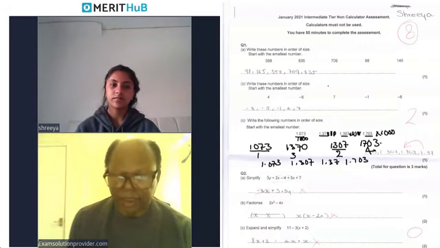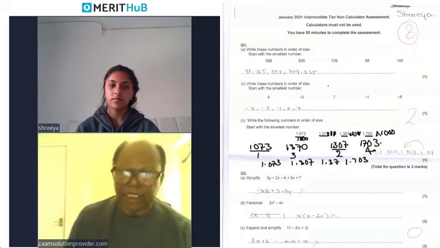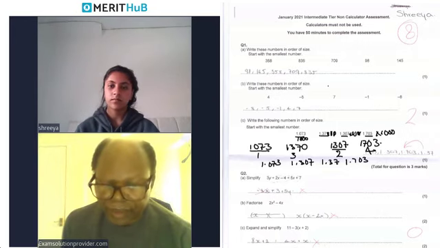Let's look at this one. What you need to look at is what they are. You have y here. So y is on its own. So I'm going to write 3y.